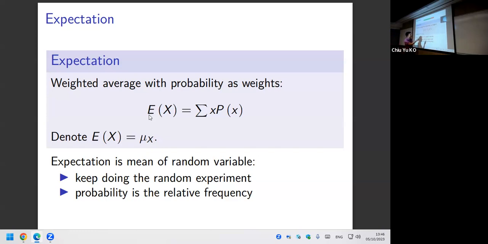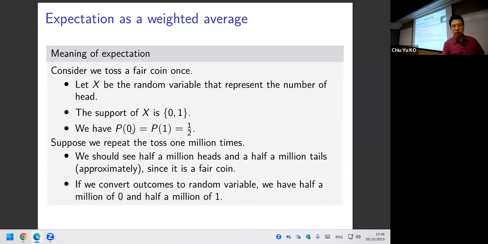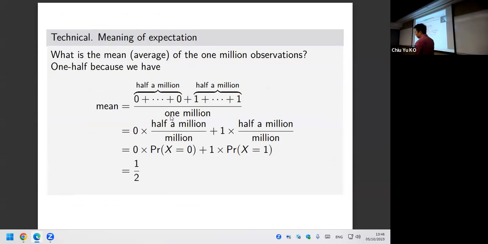In that case, it's simply the value times the probability, added up, right? And I explained the reason why this is true: you consider the case you toss a coin 1 million times, right? If it's a fair coin, you expect to have 500,000 heads, 500,000 tails, right? Because the random variable is the number of heads, so we have 500,000 0s and 500,000 1s, right? And then 500,000 over a million turns out to be 0.5, right? So this is exactly the same as 0 times the probability of 0 plus 1 times the probability of 1. Okay, so that is exactly the meaning of expectation.